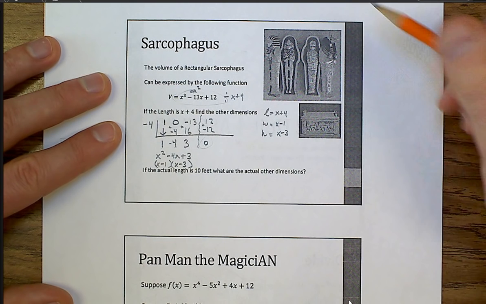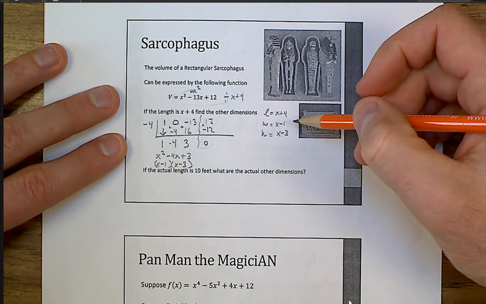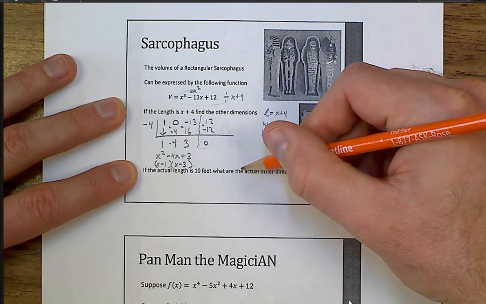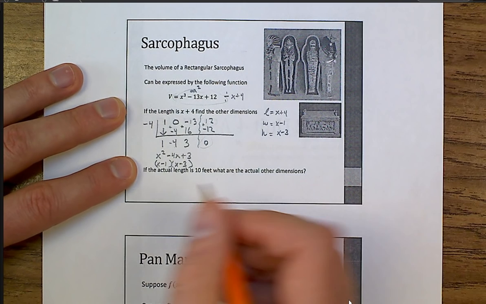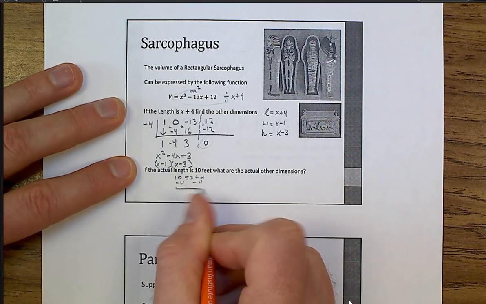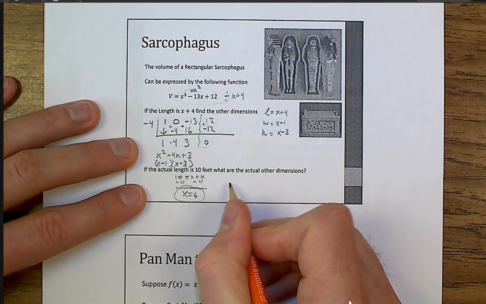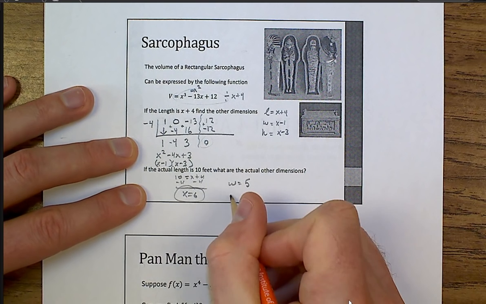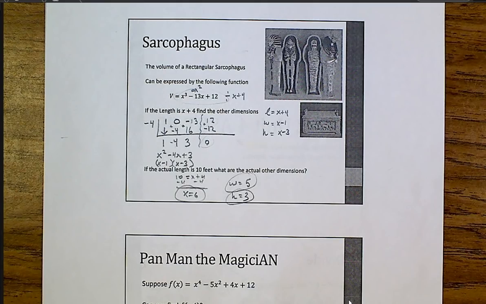Now it doesn't say which is which. We're kind of giving you a little different scenario here. But this is what we have. It says if the actual length is 10 feet, what are the actual other dimensions? So if the actual length is 10, we'd go 10 equals x plus 4, so we would subtract 4, and we get x equals 6. Which means the width would be 6 minus 1, which would be 5, and then the height would be 6 minus 3, which would be 3. And so those are the other dimensions. Okay? So we have 10 by 5 by 3.